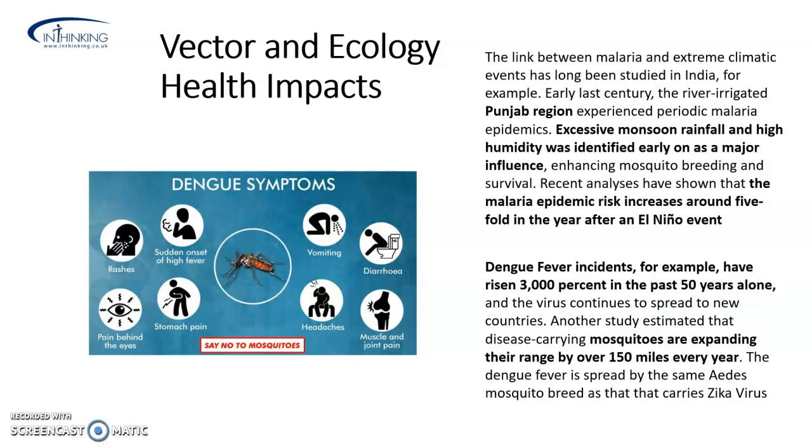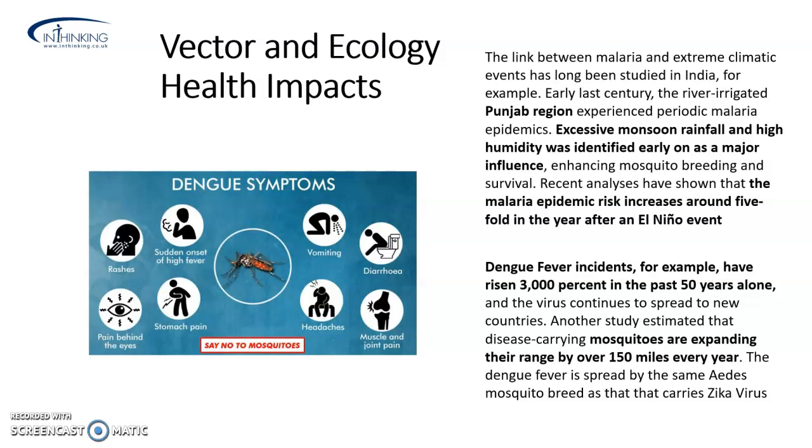So another example that I want to look at then would be vector-based health issues and ecology-based health issues. And the first thing we might think about here is, well, okay, malaria seems to be moving northwards, and yes, there is good evidence of that. So a study has shown that disease-carrying mosquitoes are expanding their range by over 150 miles every year.